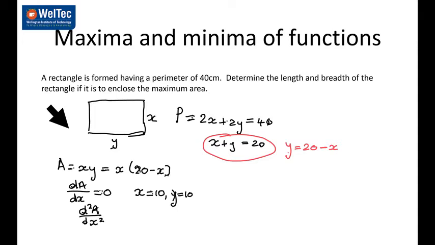Okay, the second derivative's just going to be negative 2. We don't actually really need to know that it's negative 2. It's the fact that it's negative that matters. So therefore, we've got a maximum at the point with the measurements 10.